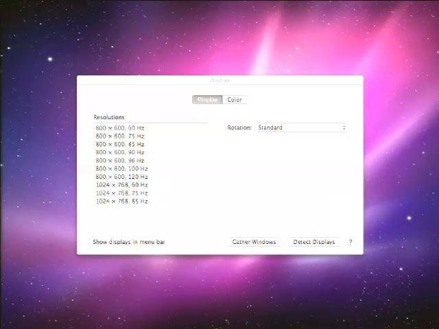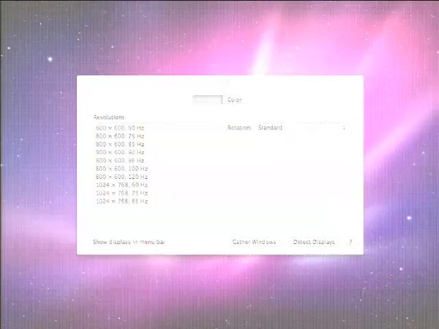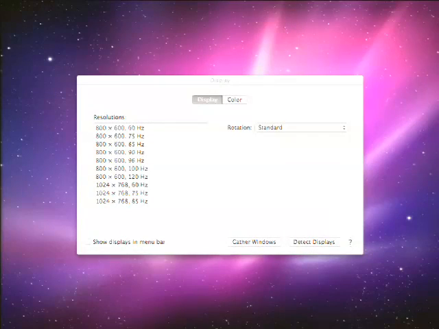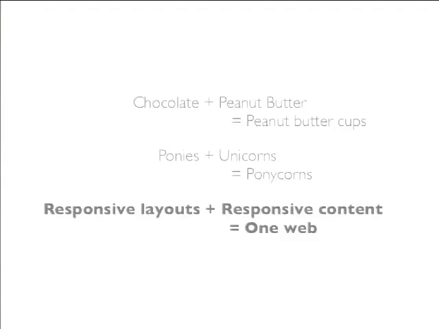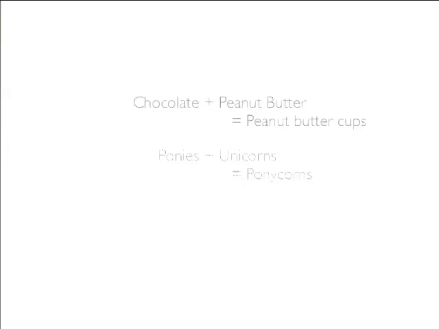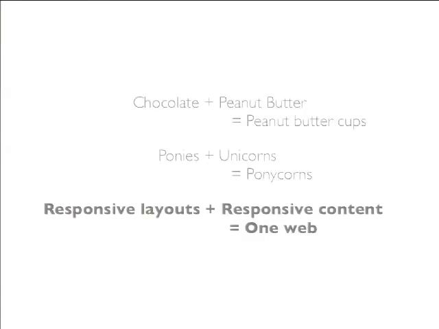Let's go back to the other slides now. So, ponycorn, it's okay, there we go. Oh, that's maybe too far. That's too much back, yeah, okay.